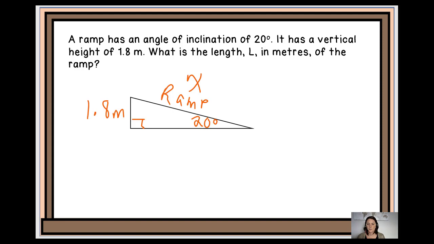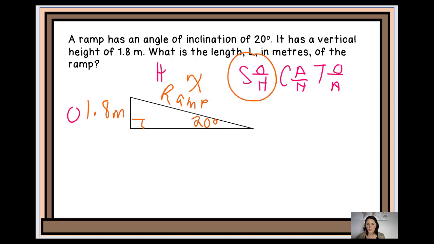That's x. So looking at this example, we have an opposite and a hypotenuse. So let's take a look at our acronym. Okay, so we have an O and an H. So that means we're going to be using the sine ratio. So sine 20 degrees equals 1.8 divided by x. So you'll notice that x is in the denominator, and we're going to go ahead and swap sine 20 and x.